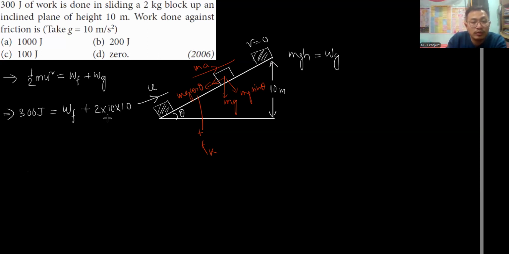The work done against friction should be equal to 300 minus 200, which is equal to 100 joules.